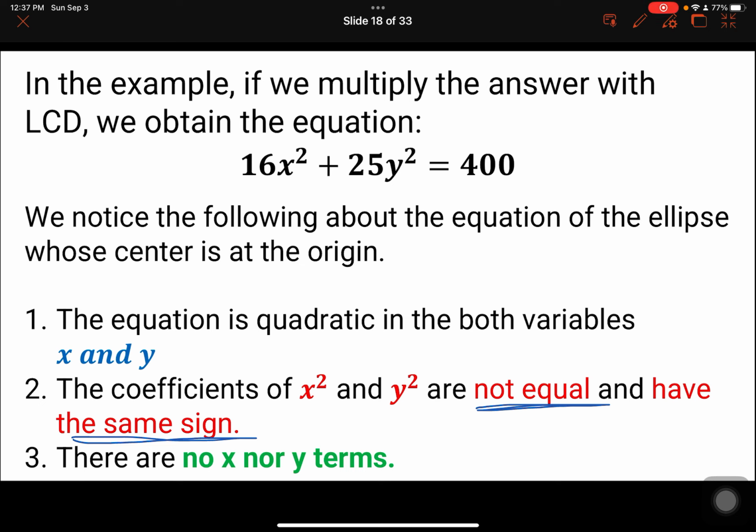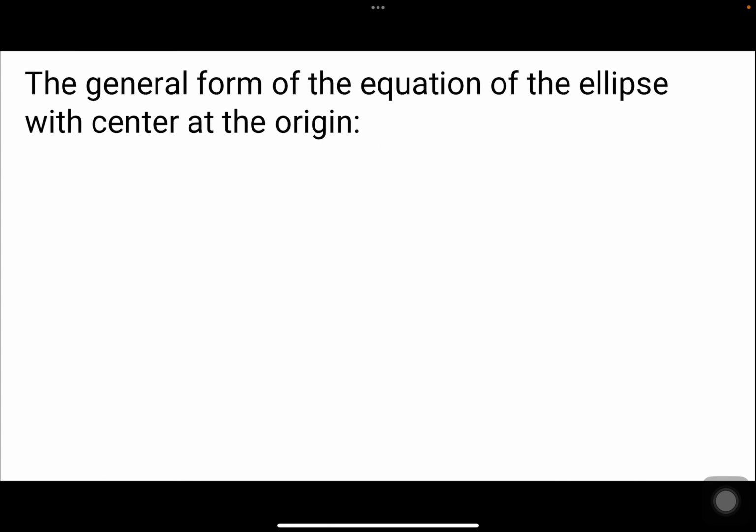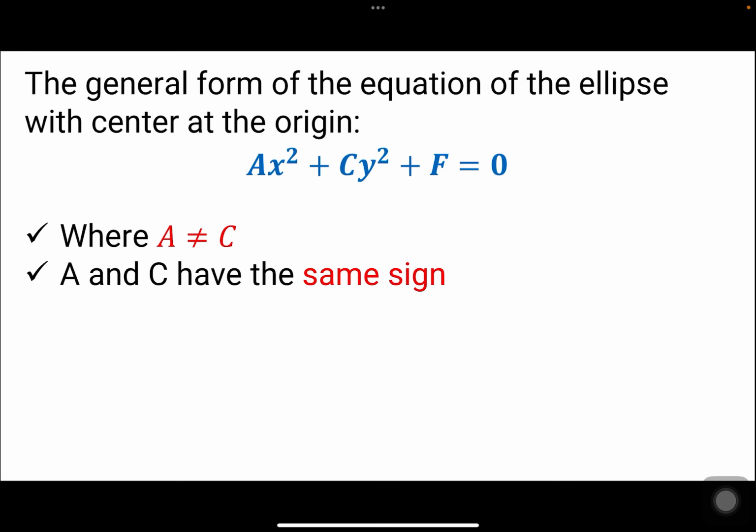Please take note, yung center natin ay nasa origin. Therefore, the general form of the equation of an ellipse with the center at origin is ax squared plus cy squared plus f is equal to 0. Katulad siya ng center ng ating circle. Pero, please take note, yung a should not be equal to c. Aside from that, a and c have the same sign. Kung positive yung A, dapat yung C natin positive din. Kung negative si A, negative din dapat yung C natin. Okay?